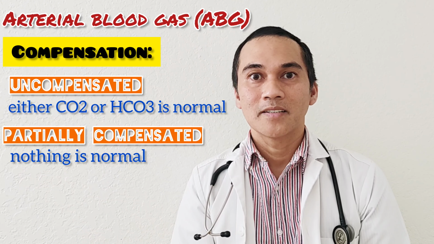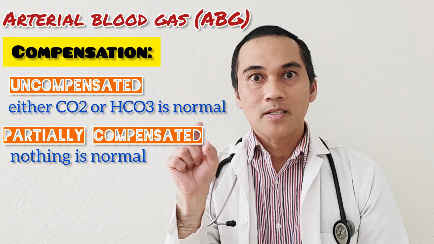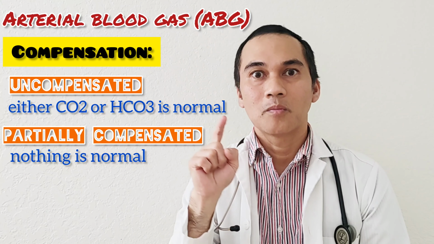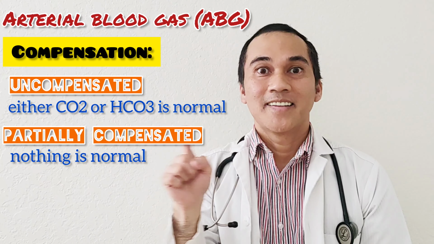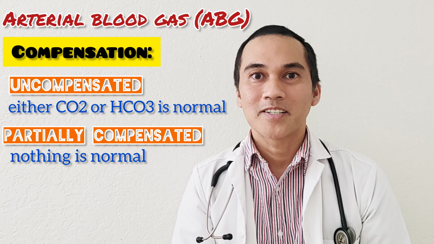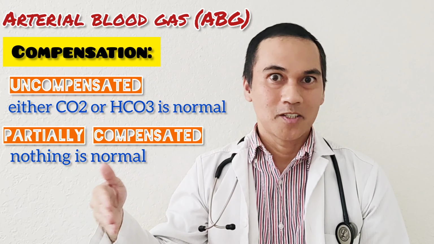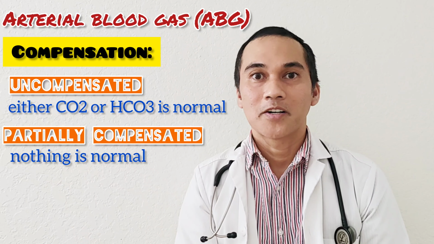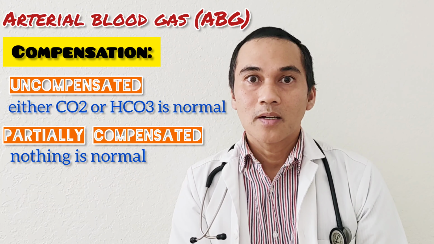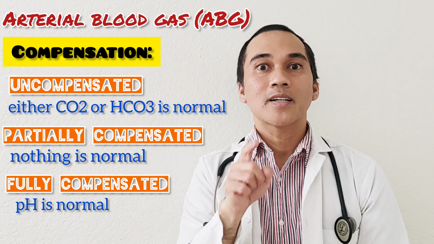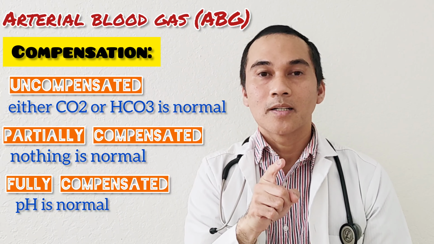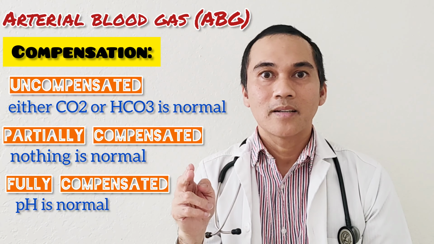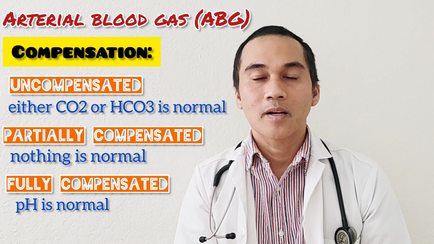Now we have the partially compensated. So partially compensated, this is very easy. Look at the numbers. If everything is wacky, pH is abnormal, CO2 is abnormal, your bicarb is abnormal, then that is partially compensated, whether respiratory acidosis or metabolic acidosis. As long as nothing is normal, that is partially compensated. And now let's go to the fully compensated. Just look at the pH. If the pH is normal, and bicarb and carbon dioxide are abnormal, then it is fully compensated.